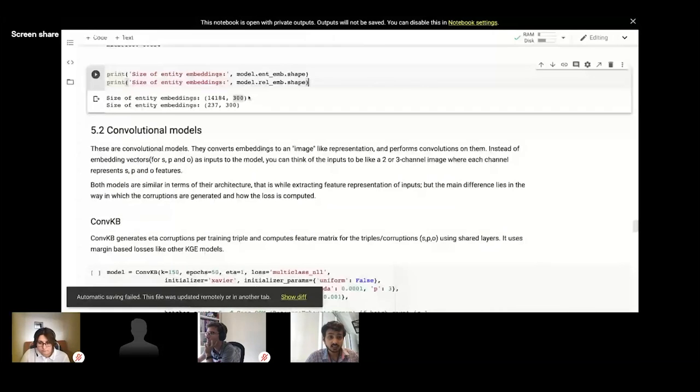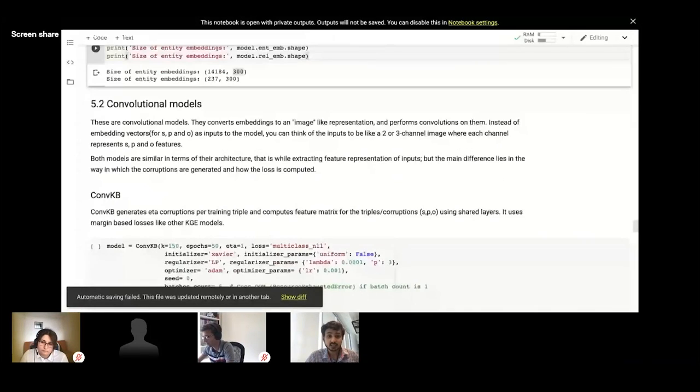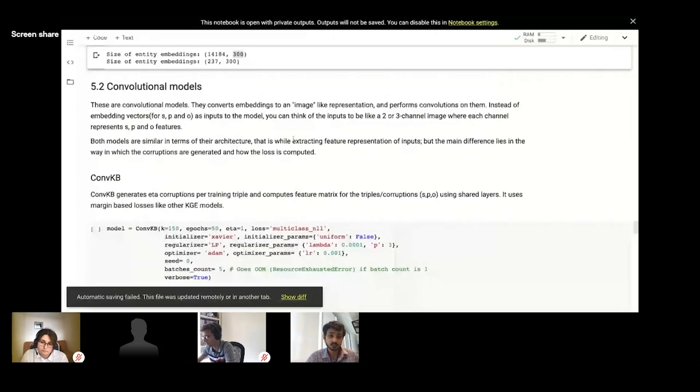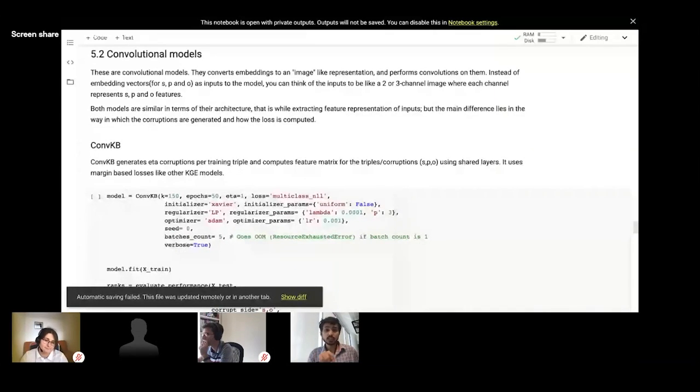ConvE and ConvKB convert the embeddings to image-like representations, and that is the input to the model. Whereas for TransE, DistMult, and ComplEx, the inputs are vectors. So convolutional models convert it to images. Images as in, it just reshapes the embeddings to a 2D structure and then performs convolutions on it.